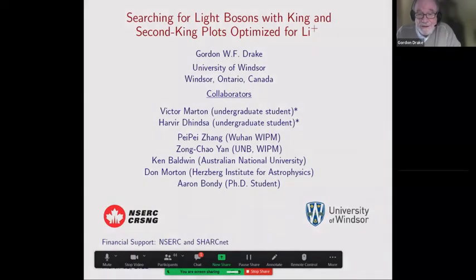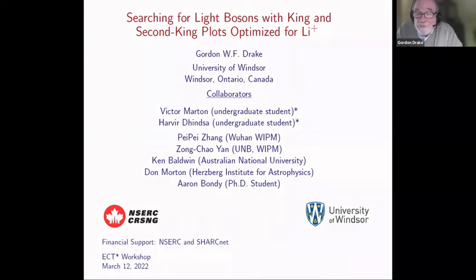Okay, yes. Our topic is searching for light bosons with King and second King plots. As with Wilfred, I was a little surprised to see this in the medium mass section. Perhaps the reasoning is that King plots are normally used for medium or heavy nuclei, and what is new about this talk is that they can also be applied to light nuclei. In particular, I looked at lithium plus, and you can do this by taking second differences to form a second King, or what you might call a super King plot. And so that in a nutshell is my talk.